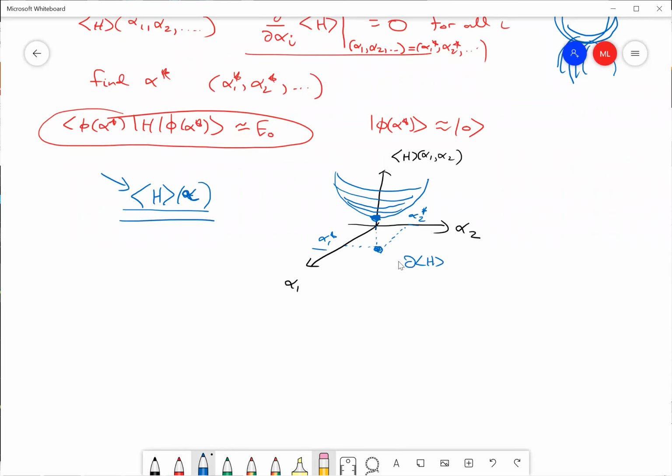The derivative along the alpha 1 direction vanishes, and along the alpha 2 direction it vanishes. That only occurs when alpha 1 equals alpha 1 star and alpha 2 equals alpha 2 star. That's all I'm saying. Maybe it's more convenient to just say the gradient in alpha vanishes. Yeah, I agree, it's a little bit confusing. But there is a value of alpha, whatever dimensions you're considering, for which you have the lowest E0, or some approximation. Okay, got it. Cool. Thank you.